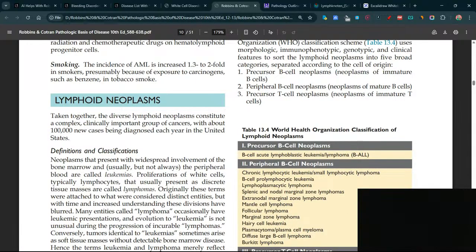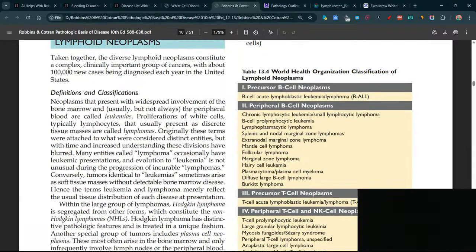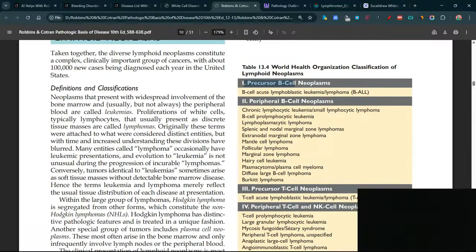Precursor B-cell neoplasms of immature B cells, peripheral B-cell neoplasms, neoplasms of mature B cells. So this is the World Health Organization classification for neoplasms, and the first one is precursor B-cell neoplasm, B-cell acute neoplasm.